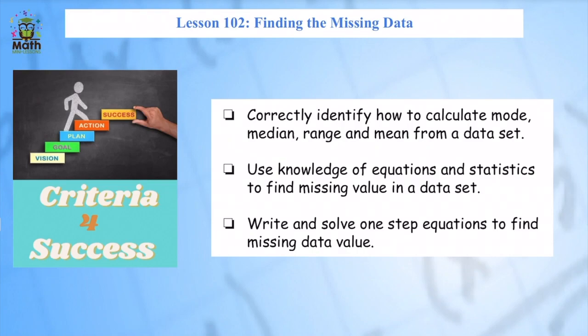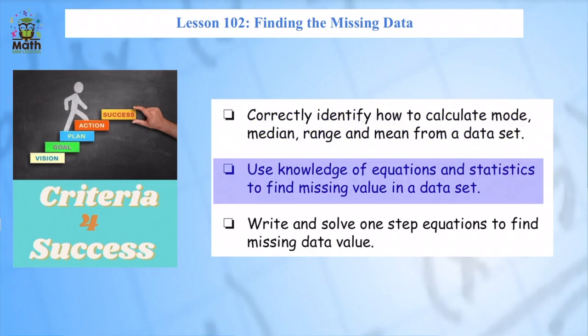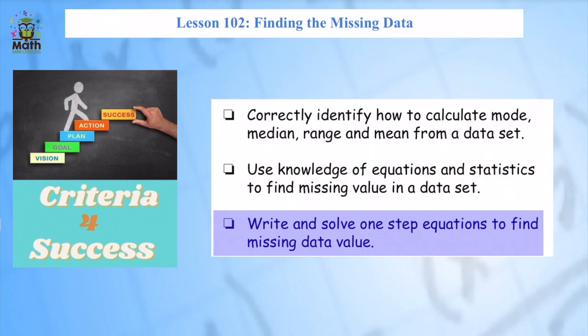In this lesson, we're going to find the missing data in the set. So watch how I do these things in the lesson. One, how I can correctly identify how to calculate mode, median, range, and mean from the data set, the different averages. Two, how I can use what we know from EE skills and statistics to find the missing value in the data set. And lastly, how I can write and solve one-step equations to find that missing data value. This is the end. I'm really proud of you, so let's jump right in.